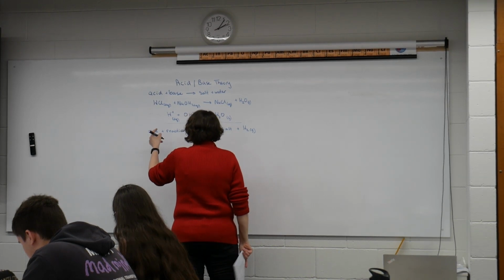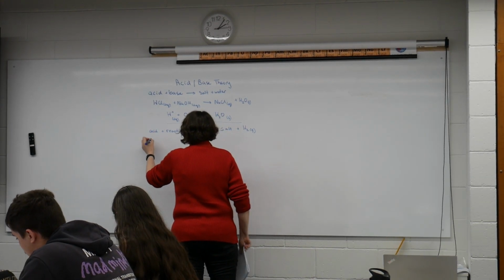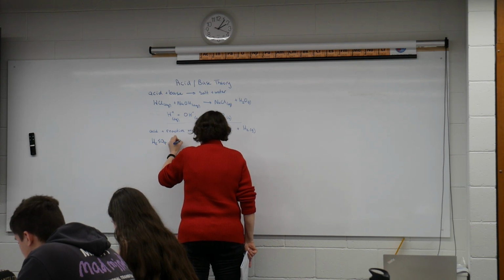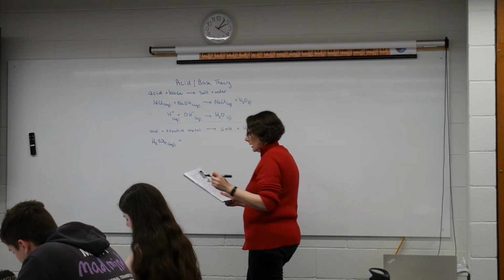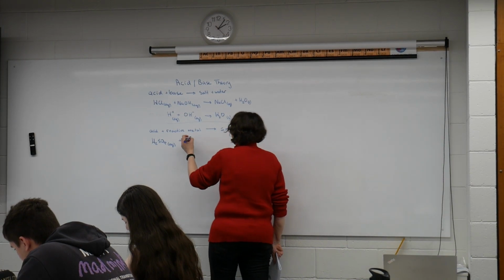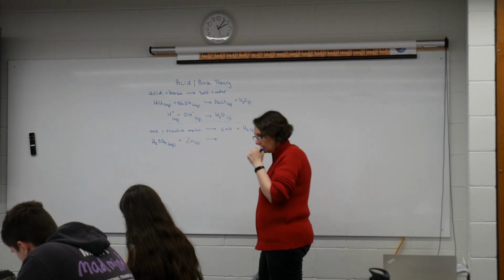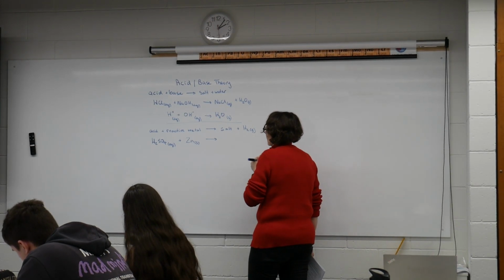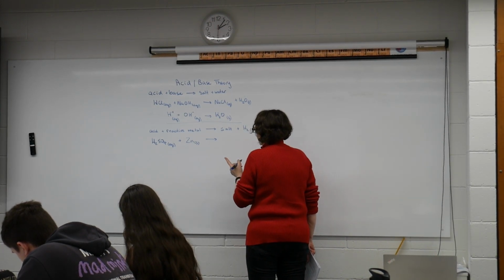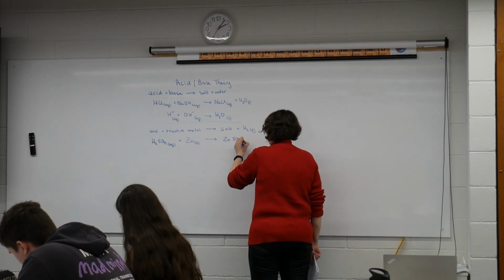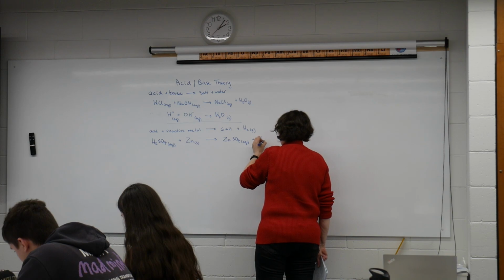Okay, so if we have an acid, and our example in our booklets is sulfuric acid, and our reactive metal is zinc, but it doesn't matter what it is. It could be magnesium, calcium. We are going to produce the salt and hydrogen gas.